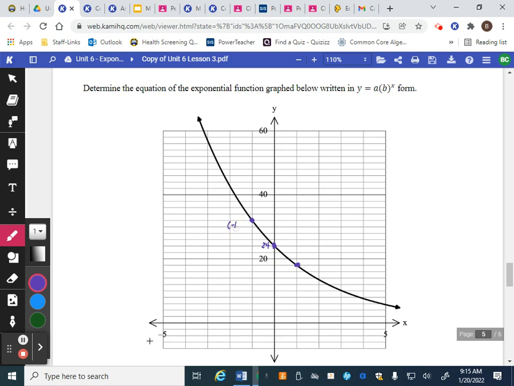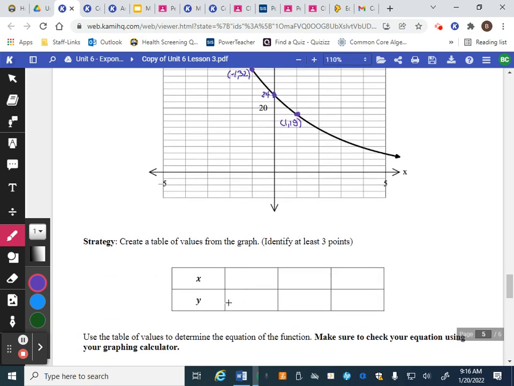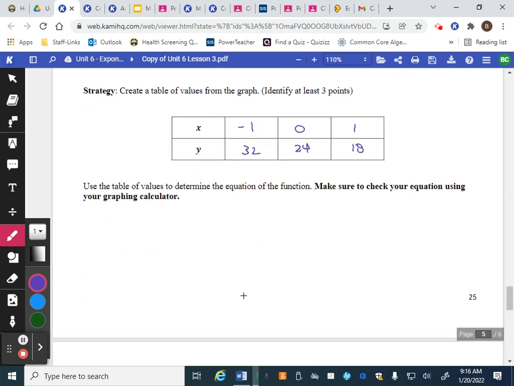So this point is negative 1, 32. And this point is 1, 18. So I like to set up a small table just because that's what we're comfortable using. But we don't really have to. It's just a way of organizing it. But once we have those points, now it's similar to what we just did.